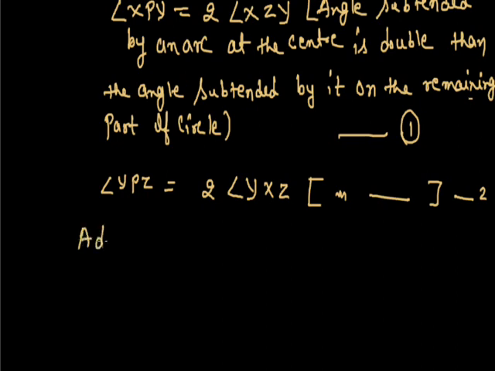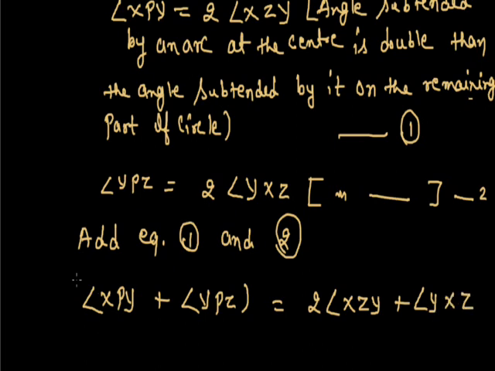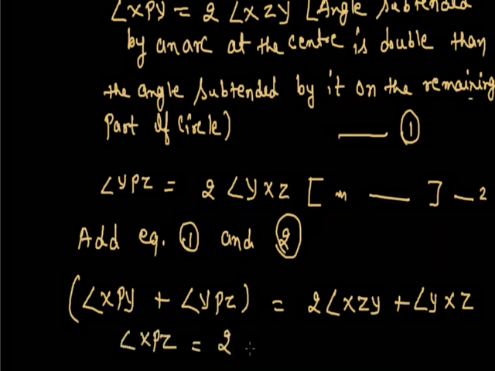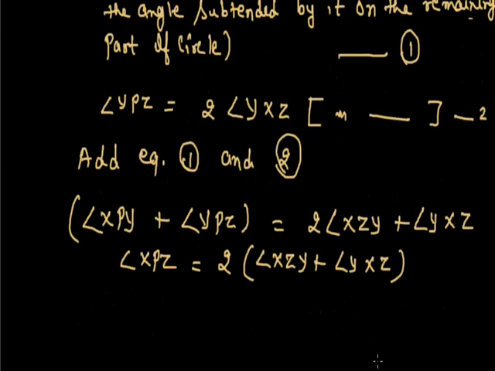Add equation 1 and equation 2. Angle XPY plus angle YPZ is equal to twice angle XZY plus angle YXZ. Now angle XPY plus angle YPZ is equal to angle XPZ, with 2 common, so twice of angle XZY plus angle YXZ. This is what we had to prove: angle XPZ equal to twice of angle XZY plus angle YXZ.